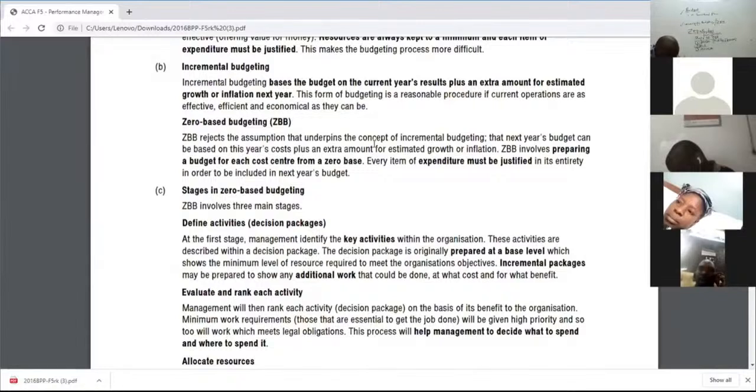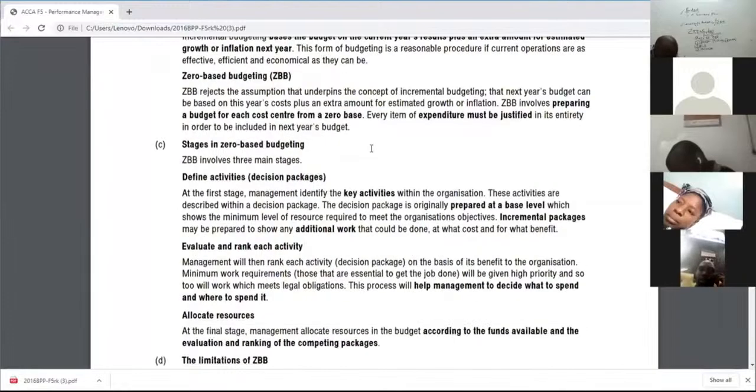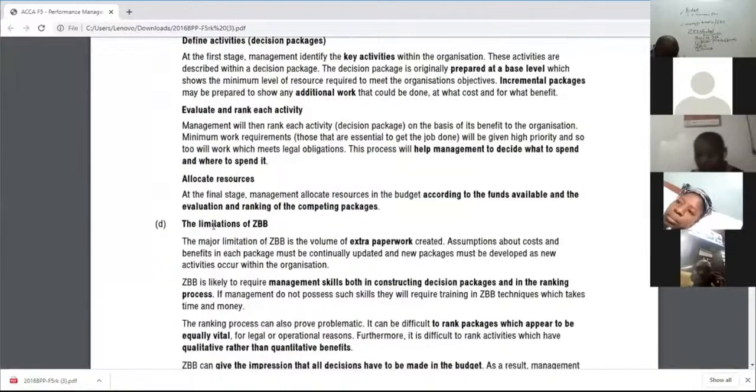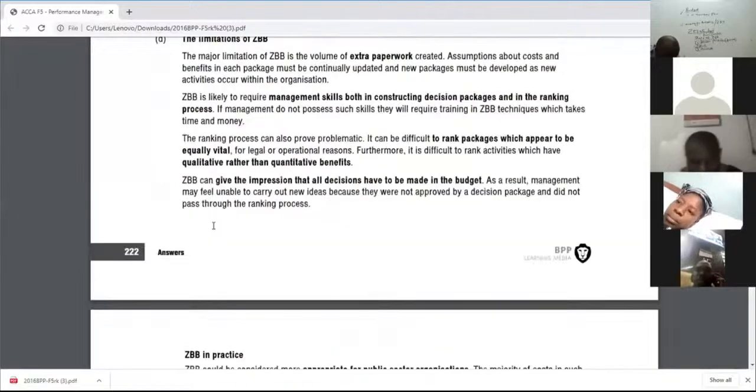ZBB involves preparing a budget for each cost center from a zero base. Every item of expenditure must be justified in its entirety in order to be included in next year's budget. Stages in zero-based budgeting: we have define activities through decision packages, evaluate and rank each activity, and then allocation of resources. We have limitations of ZBB. These are things you'll be able to read on your own.